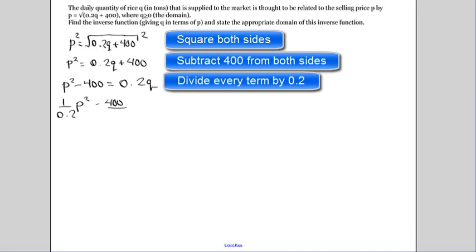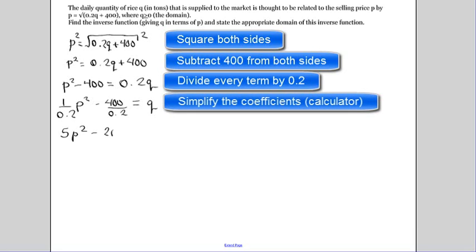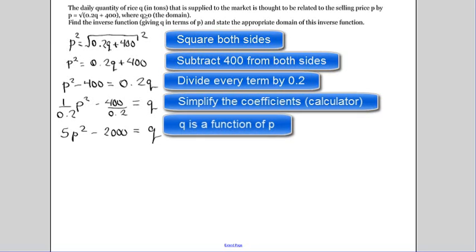On the left side, this amounts to dividing each term by 0.2. The coefficients are fractions that we can simplify. 1 divided by 0.2 is equal to 5, and 400 divided by 0.2 equals 2000. Now we have the inverse function since Q is in terms of P.